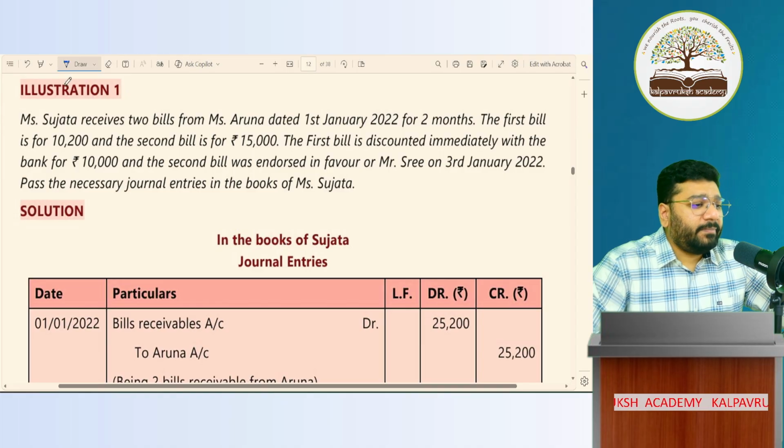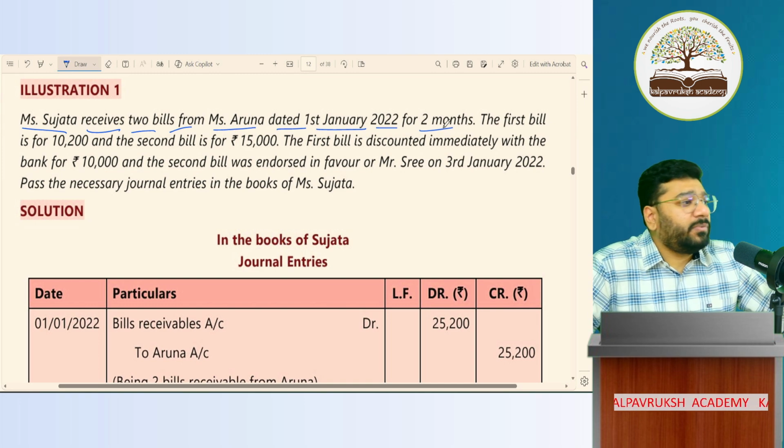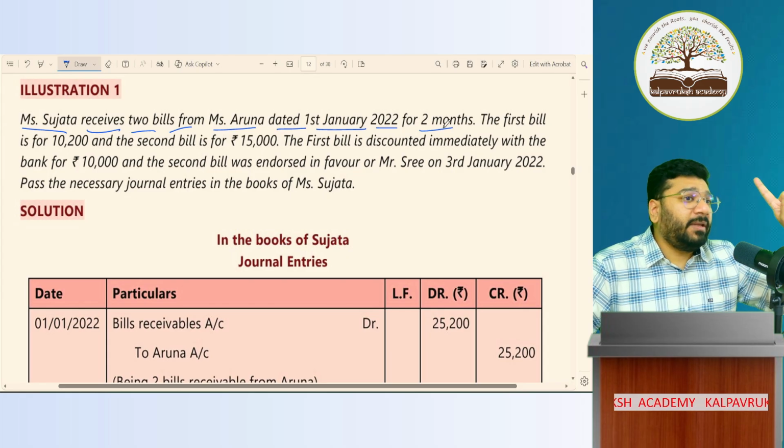Illustration 1 says that Miss Sujata receives 2 bills from Miss Aruna dated 1st Jan 22 for 2 months. This is the very first time you're coming across 2 bills at the same time. So far, only 1 bill.